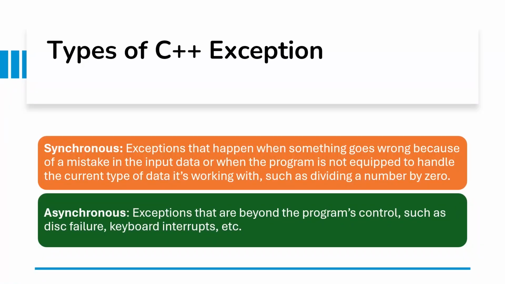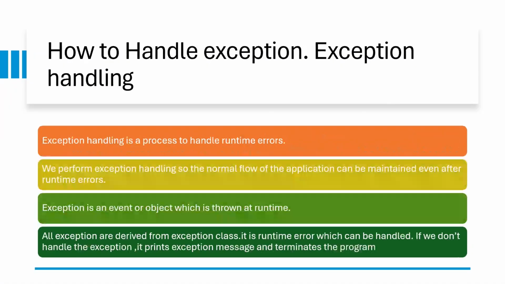Then there is an abnormal, unexpected condition, exceptions that are beyond the program's control, such as disk failure, keyboard interrupt, natural disasters. These types of errors, like disk failure, come because of the system. And if you give arrays out of bounds, there is an upper limit and memory space. So these are all asynchronized exceptions.